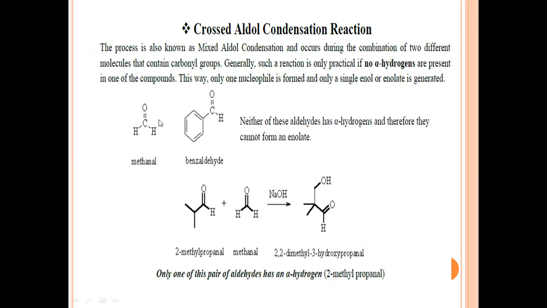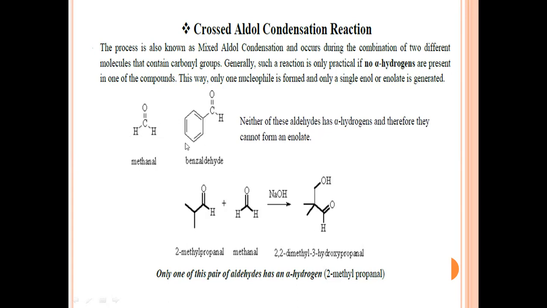So the second molecule which we are going to use for the condensation with a carbonyl compound is one in which there is absence of alpha hydrogen atom. That means here we are going to condense a formaldehyde, that is methanal, with benzaldehyde. Methanal doesn't have the presence of alpha hydrogen atom, but benzaldehyde has the presence of alpha hydrogen atom.